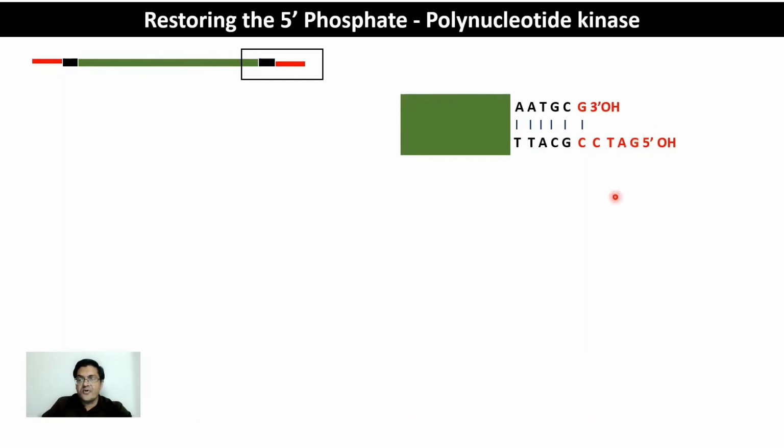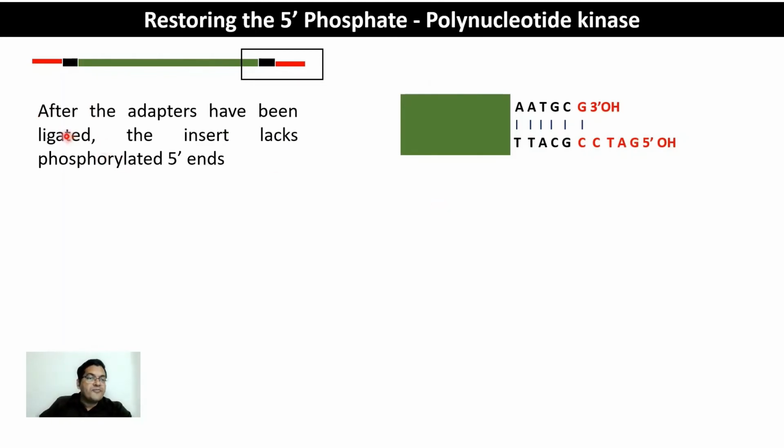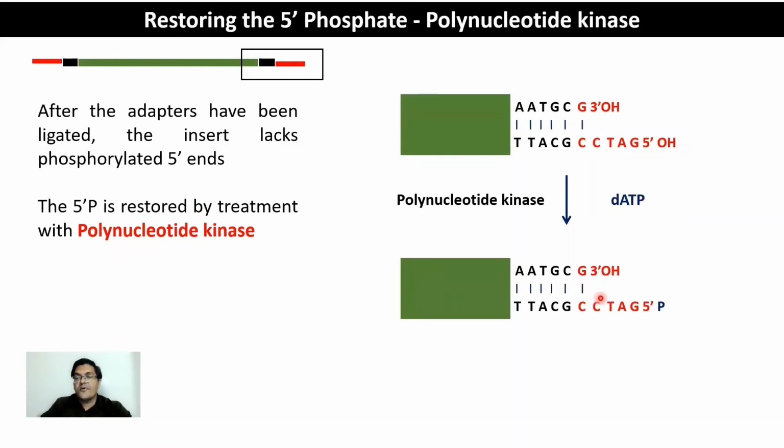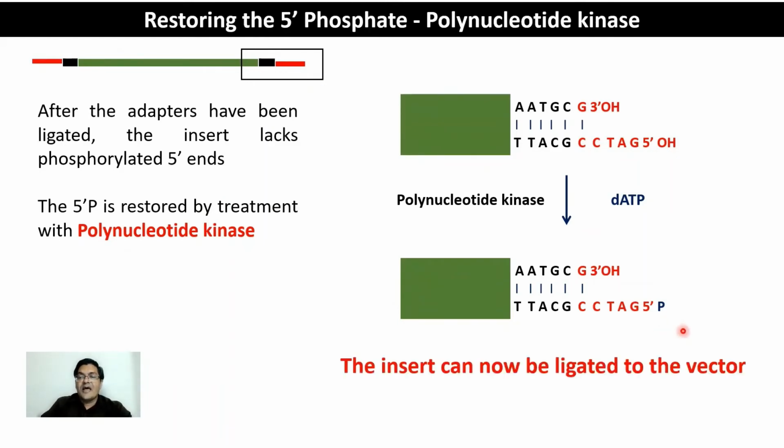So what you do here is, after the adapters have been ligated, the insert lacks phosphorylated 5' ends. The 5' phosphate is restored by treatment with polynucleotide kinase. So the enzyme that we use here is polynucleotide kinase, in the presence of dATP. The dATP is the donor of the phosphate group here, and will allow for the addition of the phosphate group at the 5' end of your sticky end of the adapter here. So now, once you have done this, at both the overhangs, the 5' phosphate is restored. This molecule is now ready for your ligation with the vector. So the insert can now be ligated to the vector.